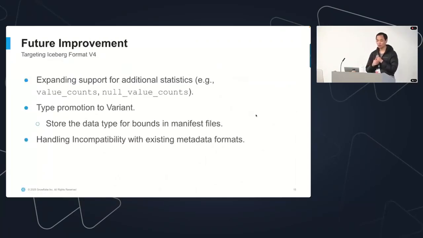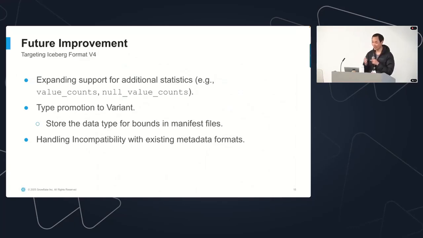For the future improvements, this is more targeted for V4. That's what we are thinking. We're going to try to expand the support to additional stats like value counts or null counts. I guess that's going to be an incompatible change, so that's why we are trying to push for it in V4. Also in V3, they probably will not have type promotion because for lower bounds and upper bounds, we don't save the type in the manifest file.